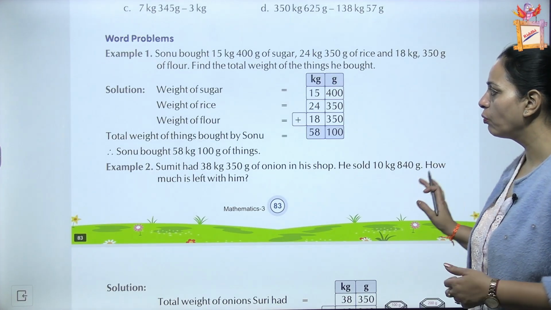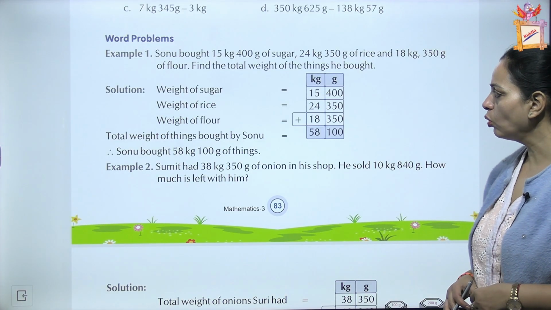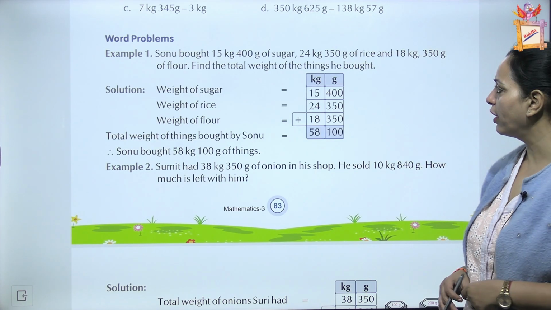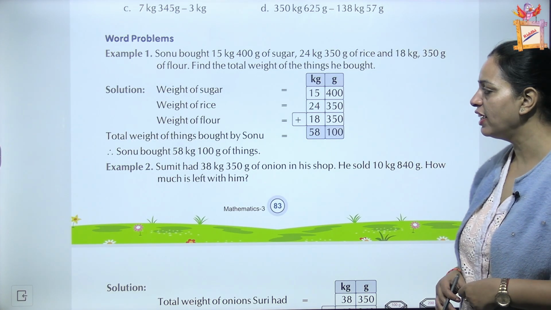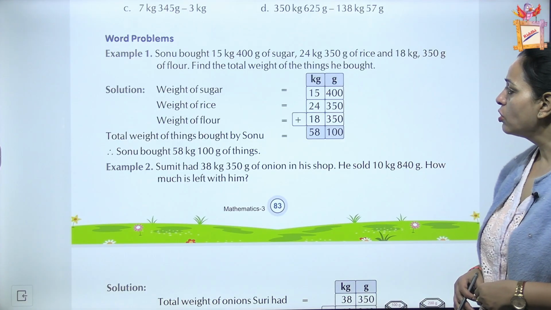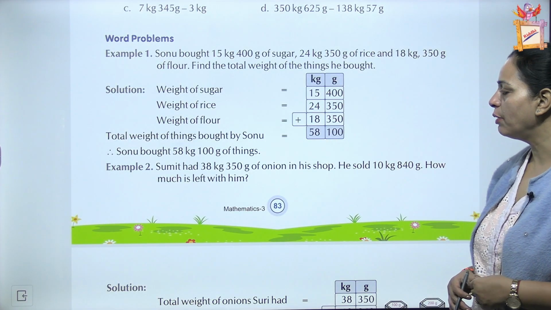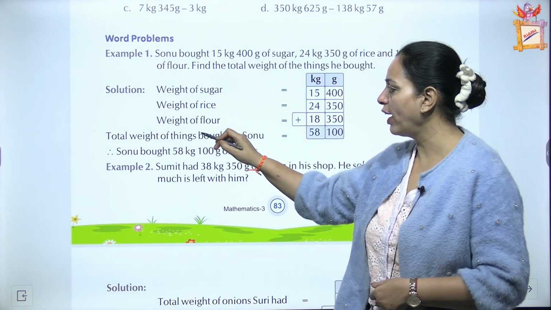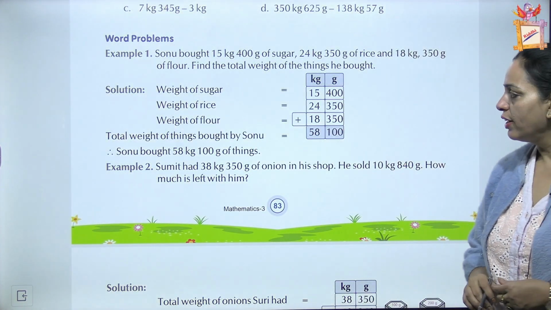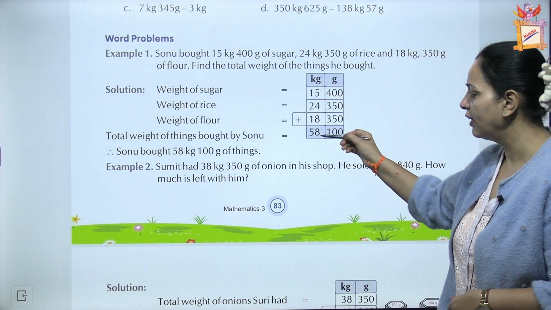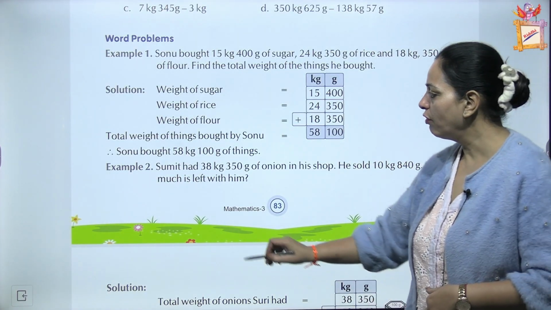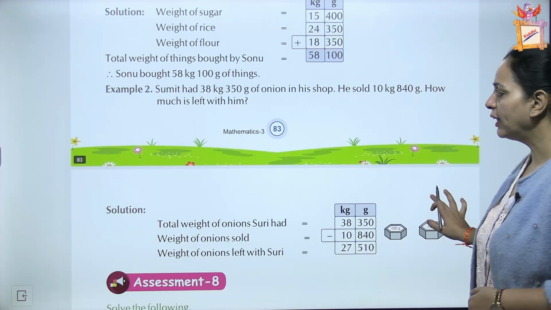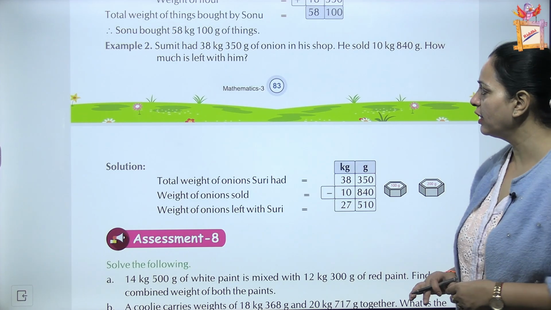Now we are talking about word problems. Example 1, Sonu bought 15 kg 400 gram of sugar, 24 kg 350 gram of rice and 18 kg 350 gram of flour. So find the total weight of the things he bought. So make the columns kg and gram, weight of sugar, weight of rice, weight of flour. So write the weights. Now add gram, then add kg. So what is the answer? 58 kg 100 gram.